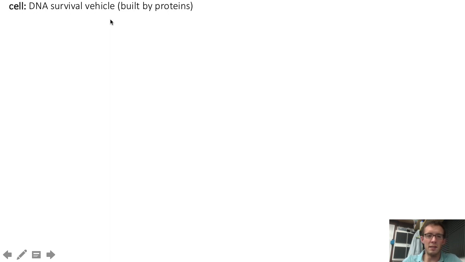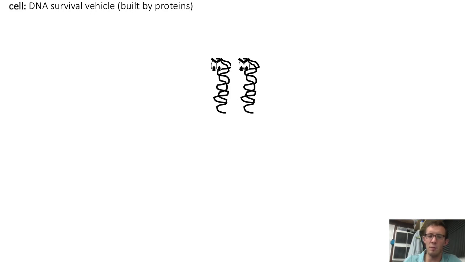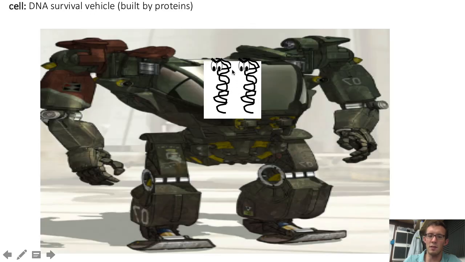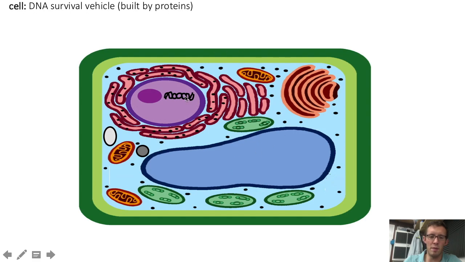But what all of these cells have in common is that they all serve as survival vehicles for DNA. And that's not a metaphor. Over billions of years, DNA has found ways to build proteins and structures that help them survive. And that's all the different parts of a cell really are, just equipment that helps the DNA replicate.